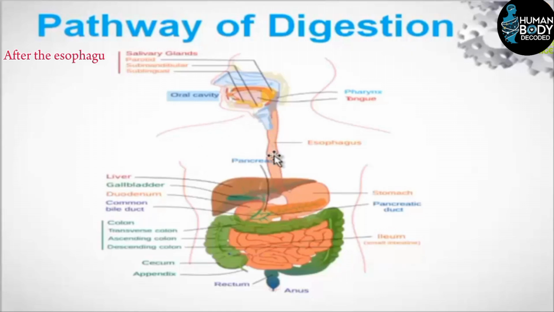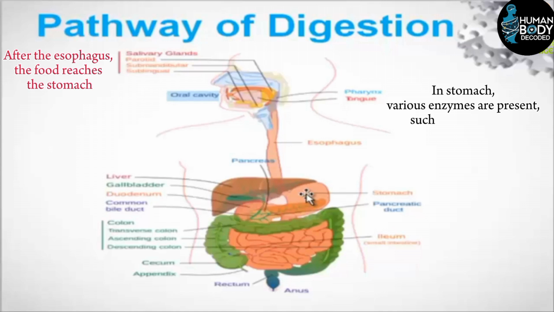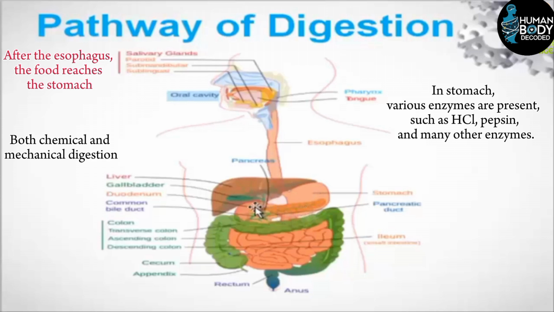After the esophagus, the food reaches the stomach, where it stays for a few hours for digestion. In the stomach, various enzymes are present, such as HCl, pepsin, and many other enzymes. Both chemical and mechanical digestion occur here.